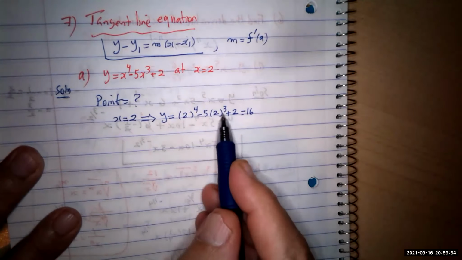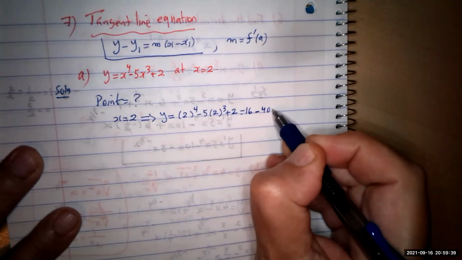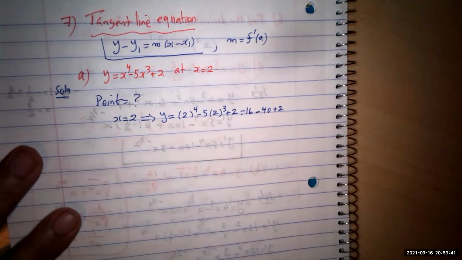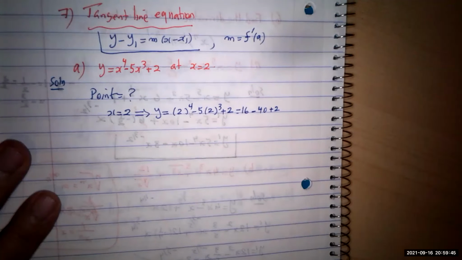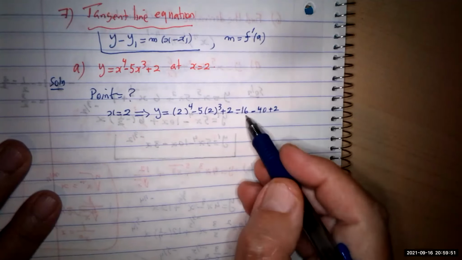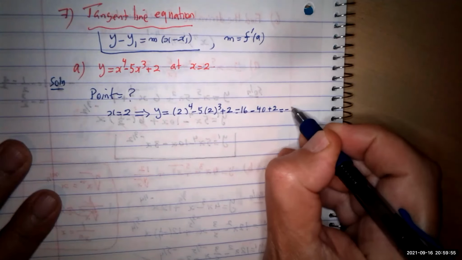2 cubed would be 8. 8 times 5 would be 40 plus 12. Okay, you double check your algebra. 2 to the 4th is 16. 2 cubed is 8. 8 times 5, 40. So that would be what? It's going to be 18 minus 40, which is a negative 22.